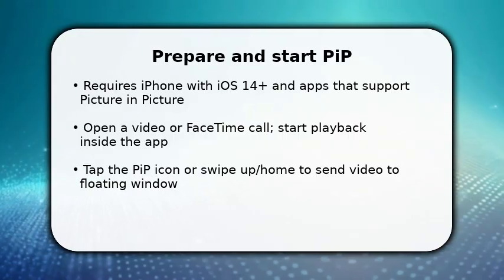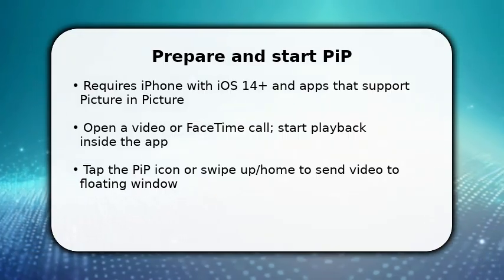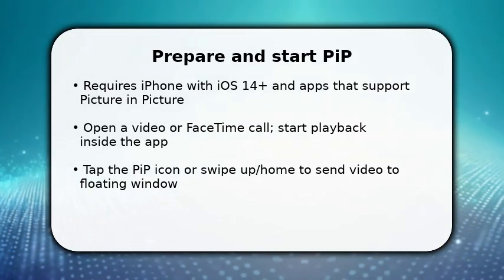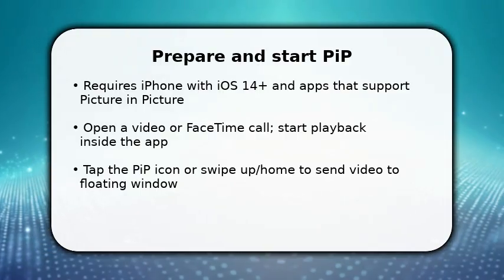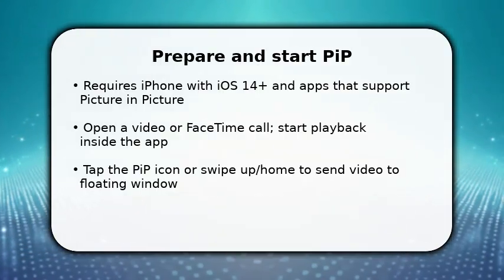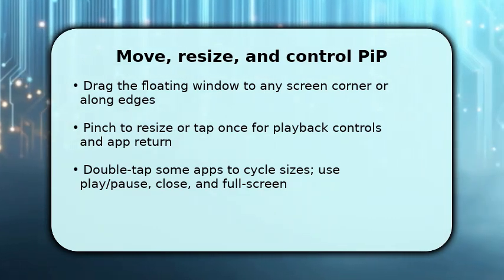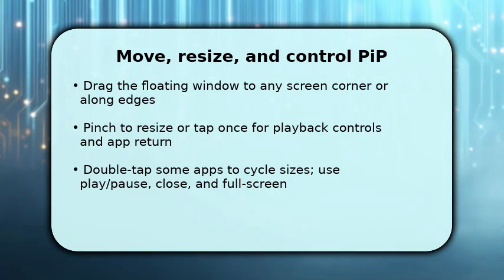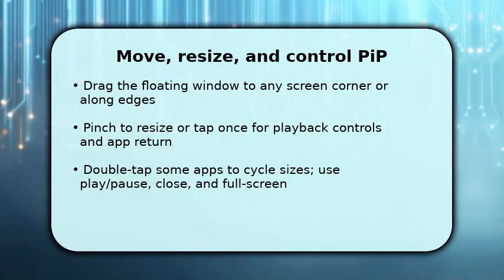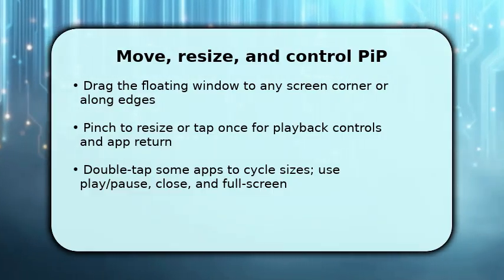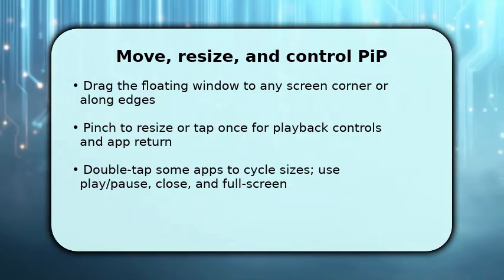If there's no button, swipe up from the bottom or press the home gesture to send the video into a small floating window. Make sure the app is foregrounded when you initiate PiP. Once the floating window appears, drag it to a corner or along any edge for the least obstruction. Make adjustments with a pinch gesture to shrink or grow the window. Some apps also accept a double tap to toggle sizes.